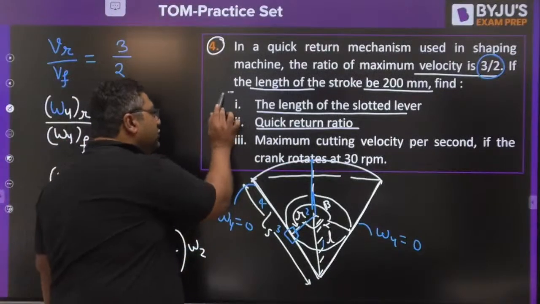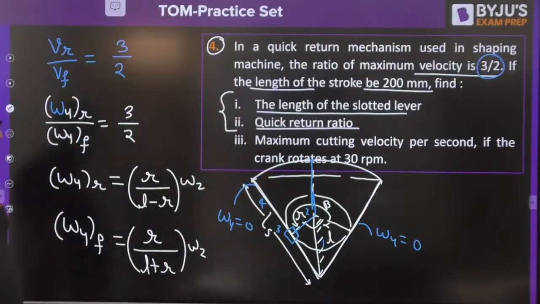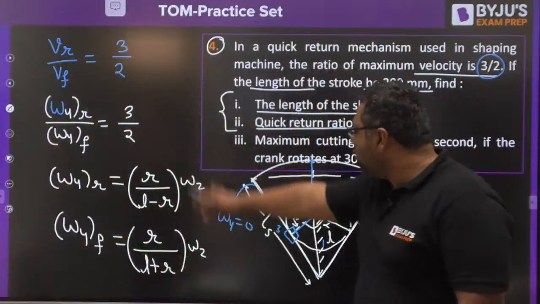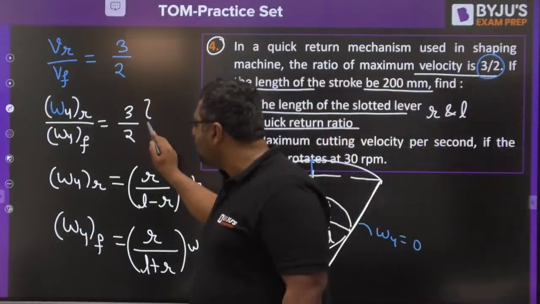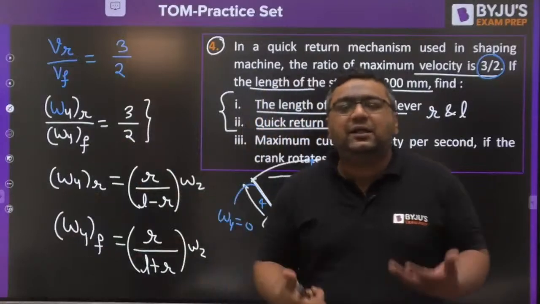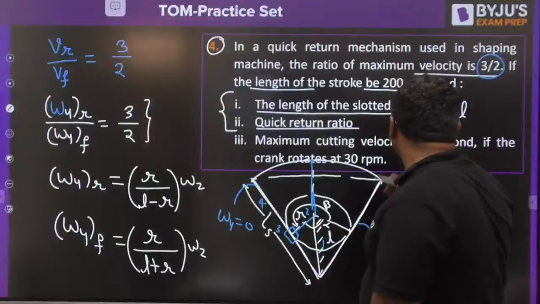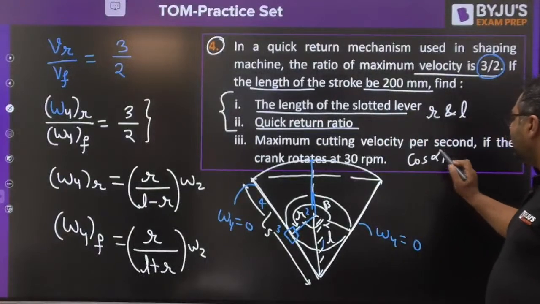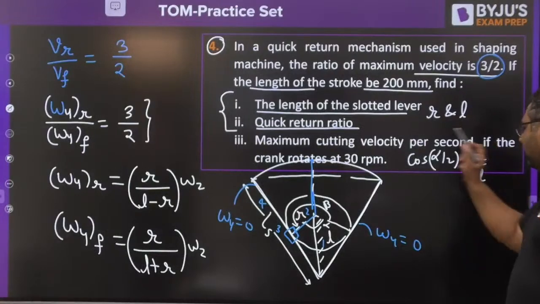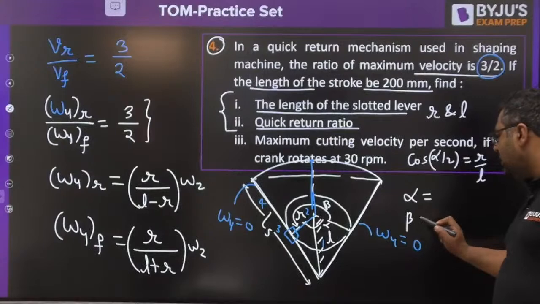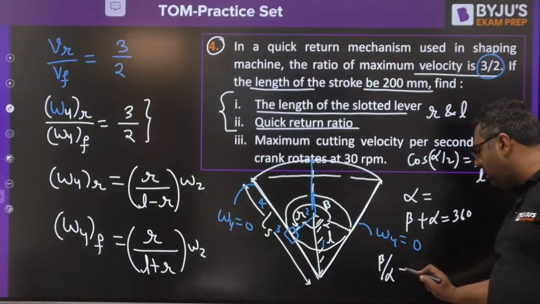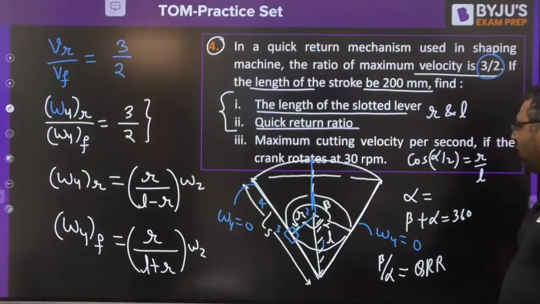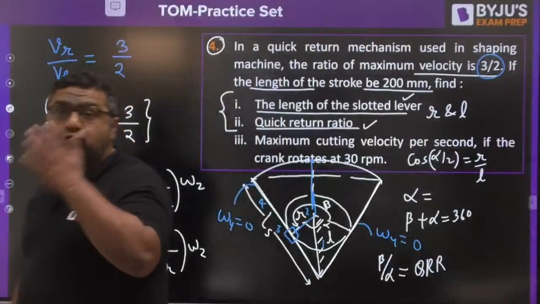So I will say leave part 3, you just work on part number 1 and part number 2. From this relation, you can have a relation between R and L. Just put the value, get the ratio between R and L, and then the next step would be cos(alpha/2) equals R by L. You will get the value of alpha and beta, because beta plus alpha is 360 degrees. Once you get alpha and beta, beta by alpha is the quick return ratio. Once you find the quick return ratio, you can also find the length of slotted bar. So just try this. I want the answer from your side, guys.